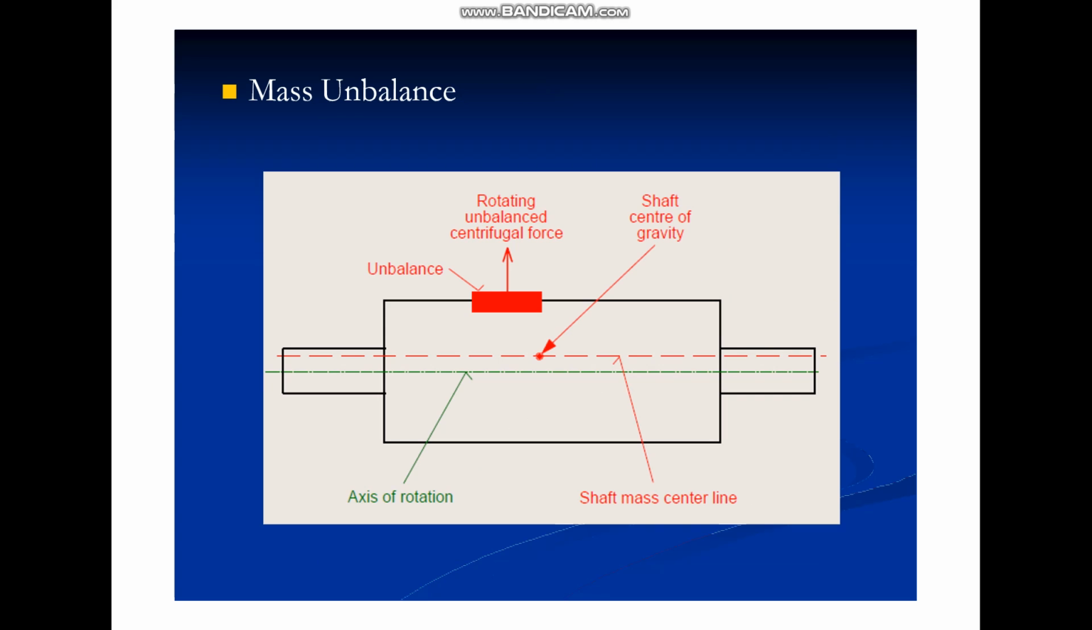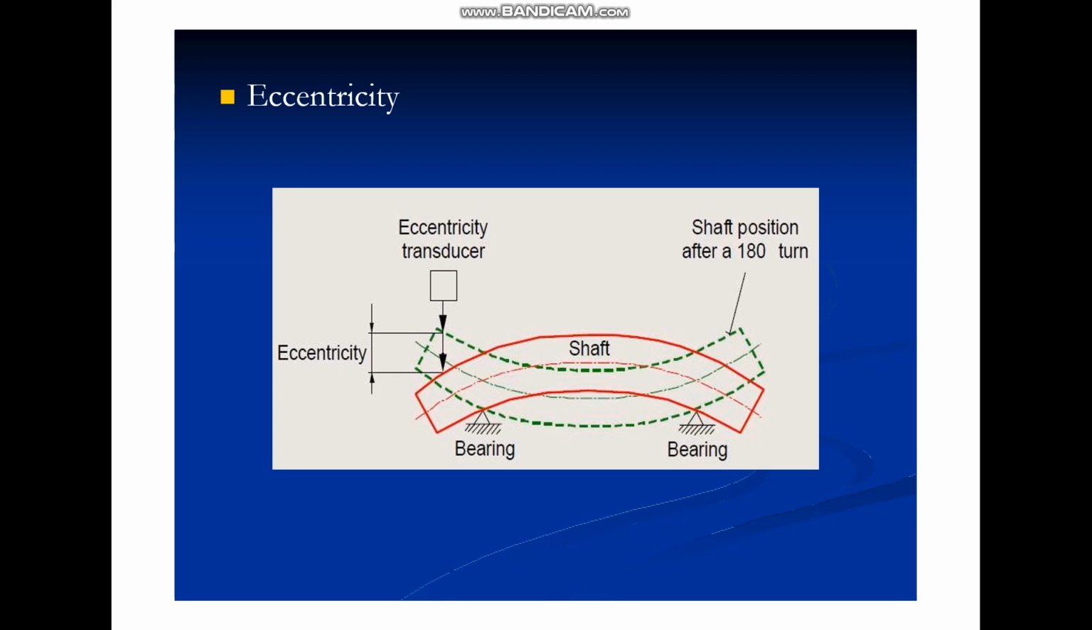Mass imbalance. Mass imbalance is when a body has an axis of rotation, but it has a mass or center of gravity that has been displaced from its original center of gravity. So there will be an unbalance in the body. Eccentricity is basically the displacement from its original center.